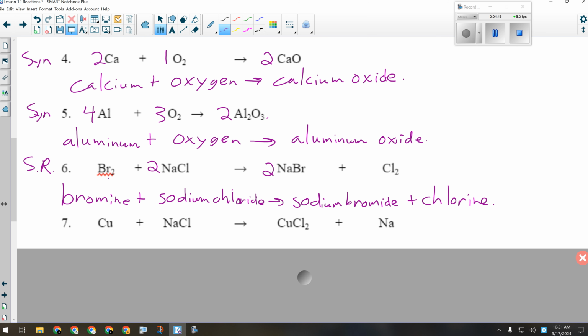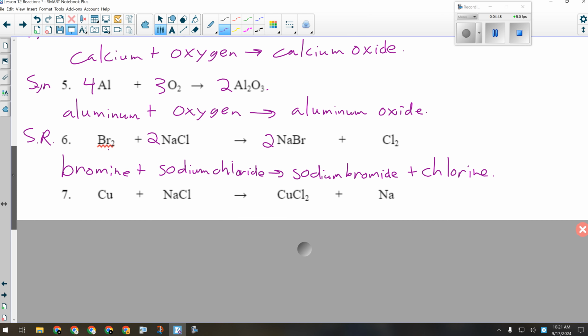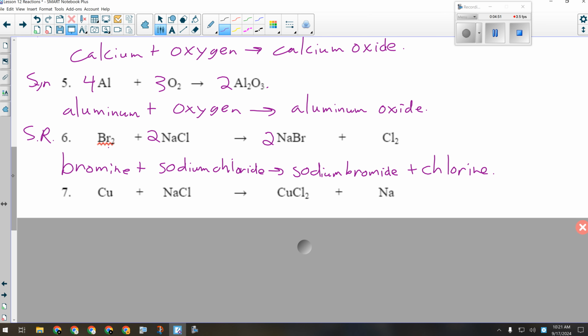Number 7, element reacts with ionic compound. Same reaction? Yeah, another single replacement reaction. Okay, we've got copper. Now, do I need a Roman numeral beside that? No, because right now it's not in a compound, so it doesn't give up any electrons. It's how it should be by itself, okay? So it doesn't need a Roman numeral when it's an element. It needs a Roman numeral when it's part of a compound. All right, so plus sodium chloride.